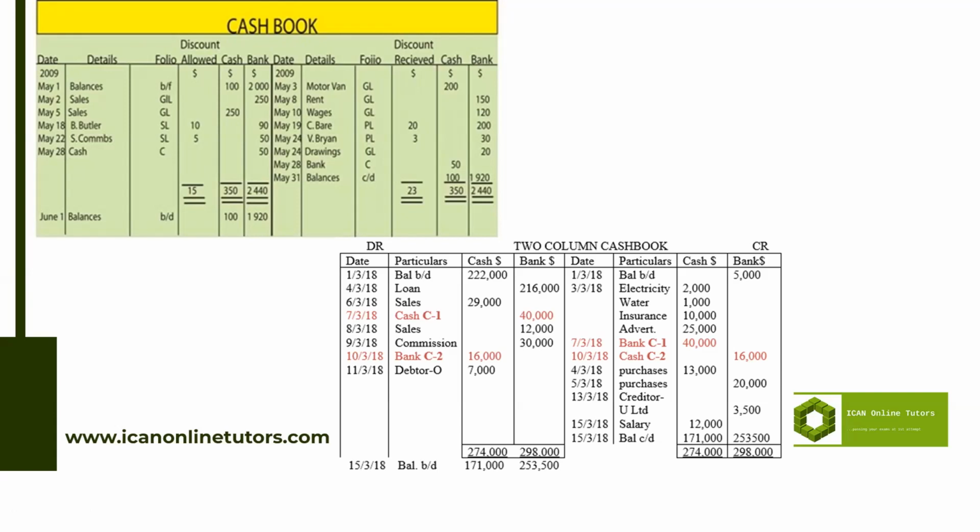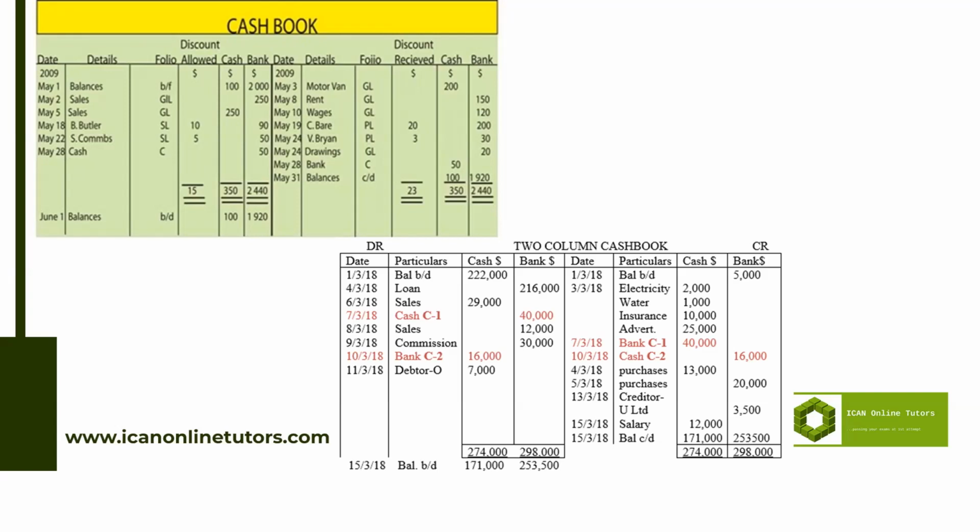I think I've explained what the meaning of discount allowed and discount received is in our previous class as well. When we say discount allowed, it is the organization that is giving it to the customer. So if the organization gives a customer a certain discount, discount allowed is an expense to the organization. We are going to debit the P&L.